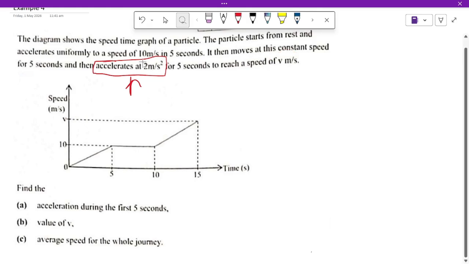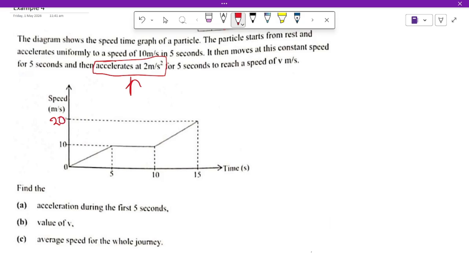So here we have, what did you find for v? 20, right? Yeah, 20 meters per second. We may need it, so here we have 20. Okay, the last one says find the average speed for the whole journey. Wow. Okay, what the last question.